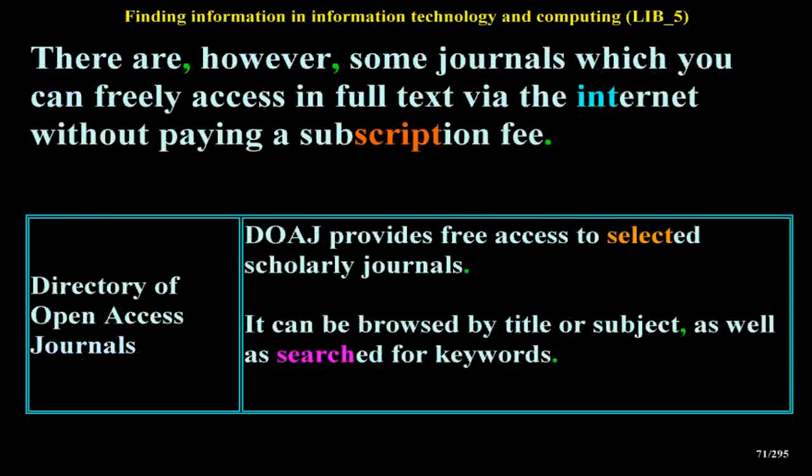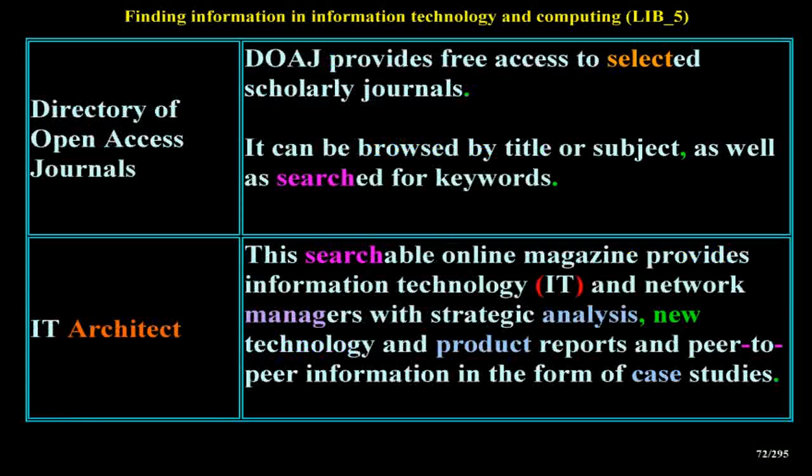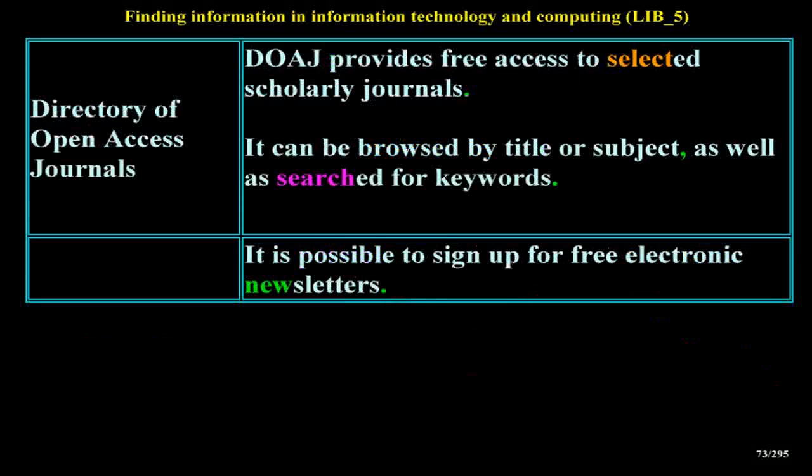There are, however, some journals which you can access in full text via the internet without paying a subscription fee. Directory of Open Access Journals, DOAJ, provides free access to selected scholarly journals. It can be browsed by title or subject, as well as searched for keywords. Architect, the searchable online magazine, provides information technology (IT) and network managers with strategic analysis, new technology and product reports and peer-to-peer information in the form of case studies. It is possible to sign up for free electronic newsletters.